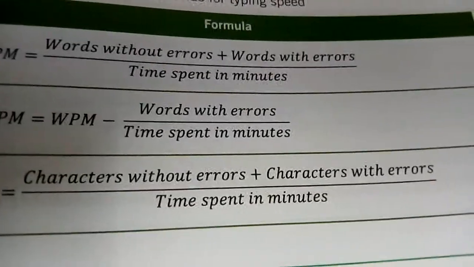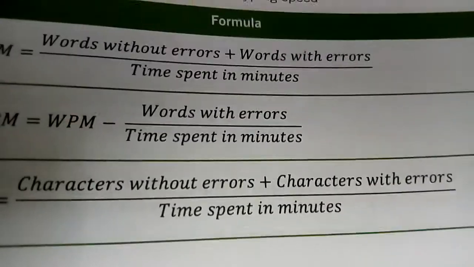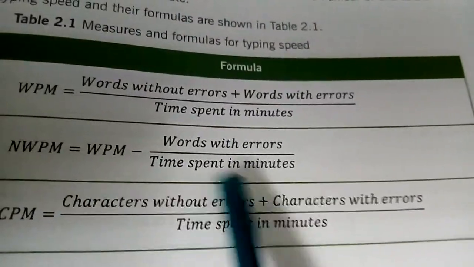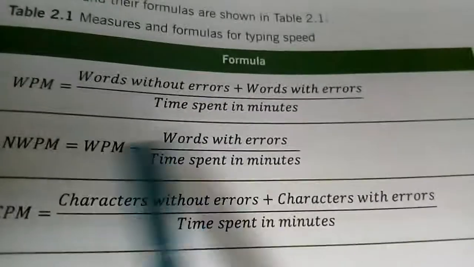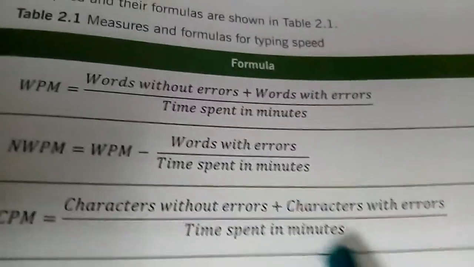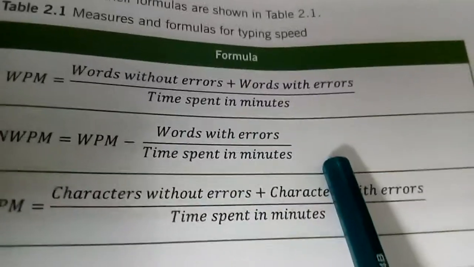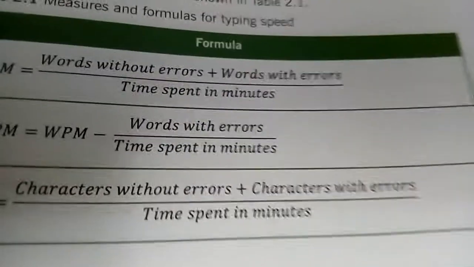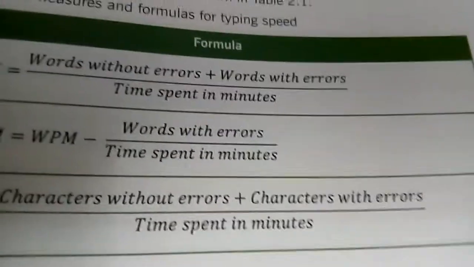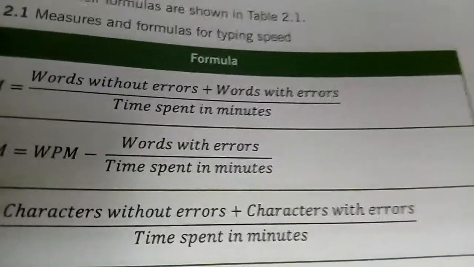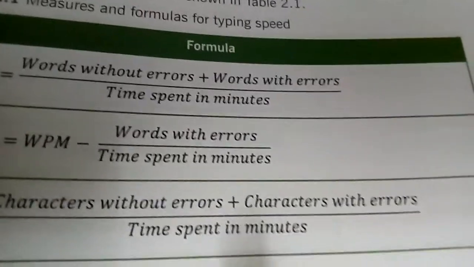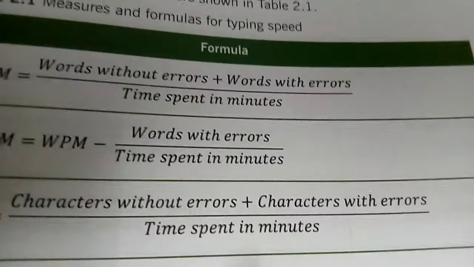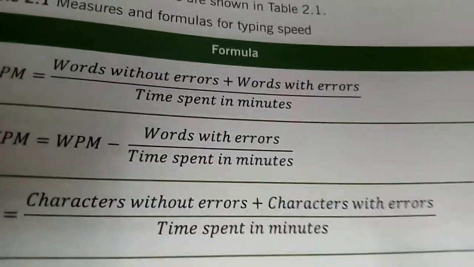Now if you want to increase your speed, then what you have to do? For that you have to increase characters without error. This thing is very important. This one you have to increase, and this one, characters with errors, you have to decrease. That means you have to avoid mistakes. Type slowly, don't worry, but whatever you have typed, that character should be right, that should not be wrong, then your speed will gradually increase.